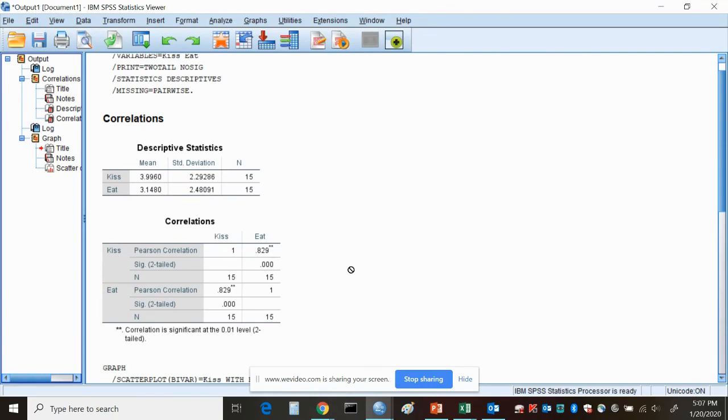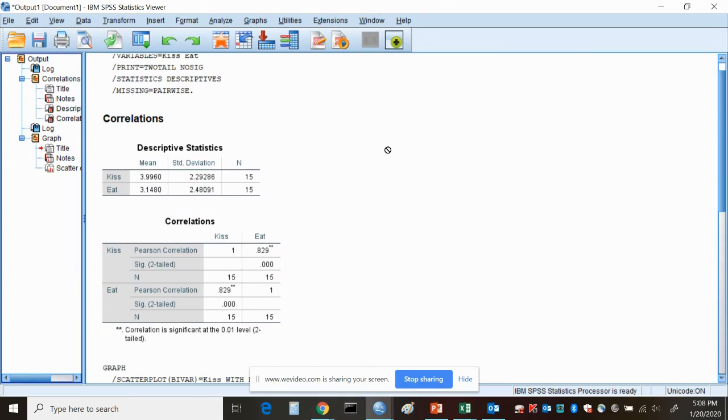So I also want to point out that you can see a mirror image here of the correlation, significance, and sample size. The reason for this is that the correlation between kissing and eating is the same correlation as the eating and kissing. This 1 represents the correlation between kissing and kissing, which means that they are perfectly correlated, that it's the same variable. And the same thing is true with eating and eating, that the association between those two will always be 1. It's the same variable.